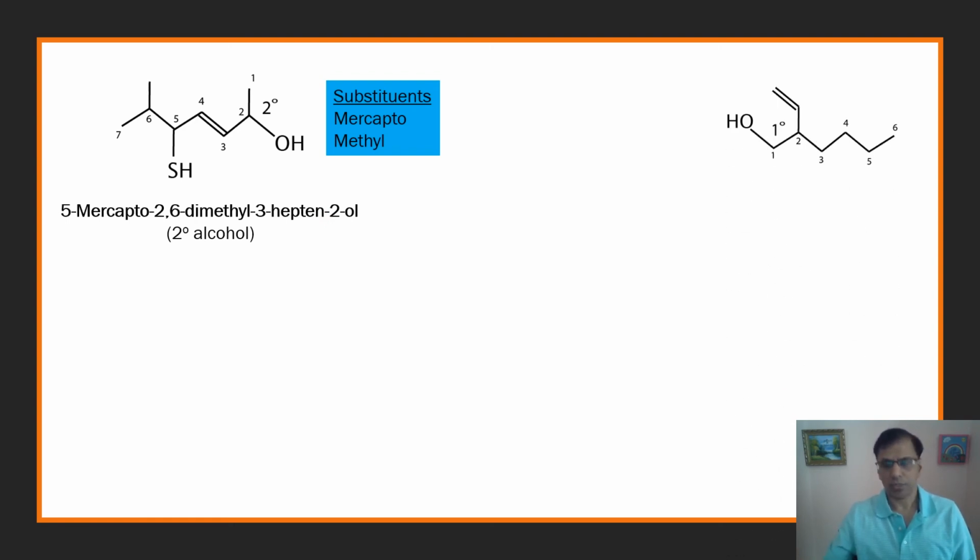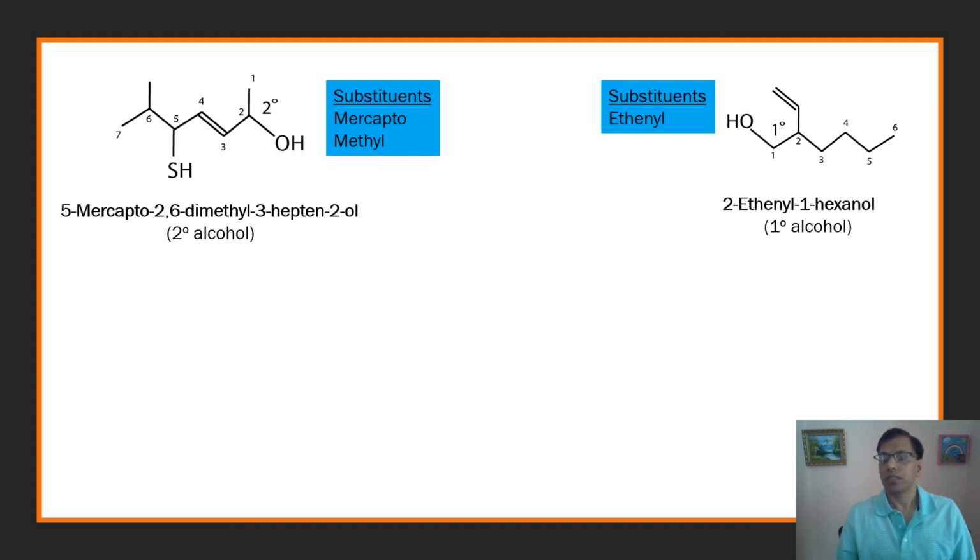Let's look at this example. In this particular case, this is the alcohol parent chain. Alcohol has preference over the double bond. So you start numbering from the carbon that's closest to the hydroxy group, and these are the numbers you get: 1, 2, 3, 4, 5, 6. And then this double bond is a substituent. It is the ethenyl group, and it's called 2-ethenyl-1-hexanol.